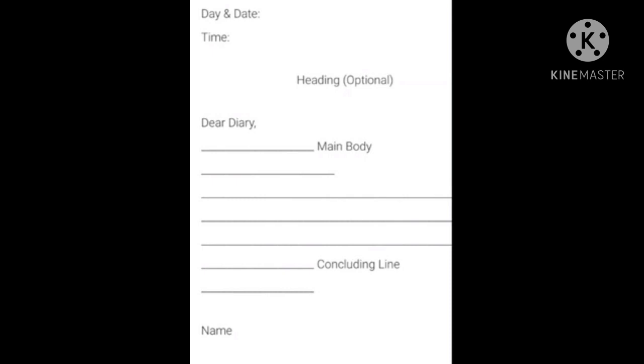If any important event is there on that day, like your birthday or annual day or sports day, you can mention it in the heading. Then the first line, dear diary. Then all the events that happened in the day you have to write. Then the concluding line, dear diary, and you have to write your name.